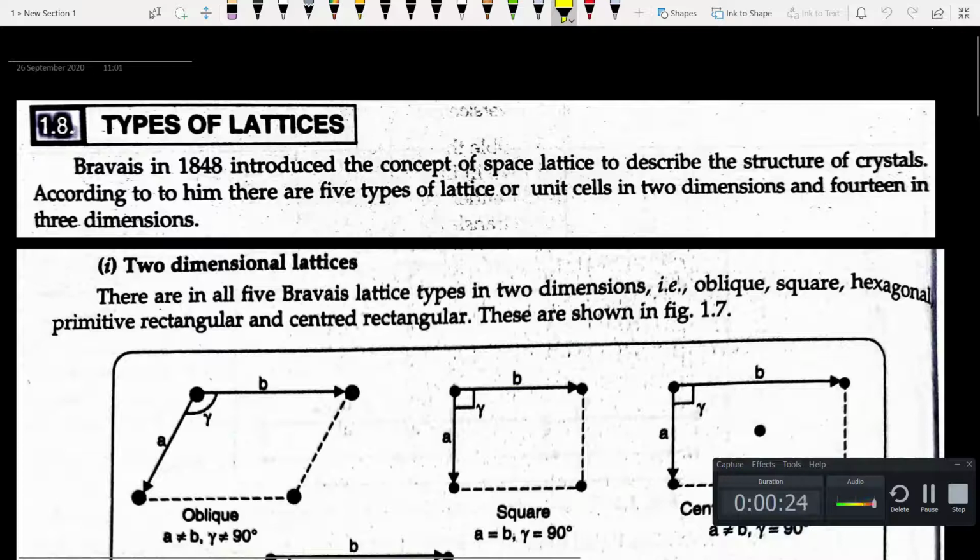Hello dear students, today we will study about types of lattices in crystalline solids.